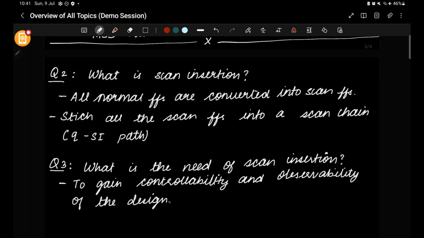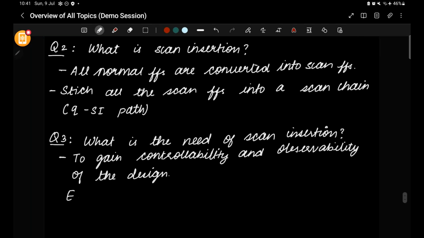So what is gaining controllability and observability of the design? In order to tell that, you can give the example, you can give the counter example. Not only this counter example, any other example of your choice also you can give. You can tell that in order to gain this controllability and observability of our design, we are going for scan insertion. And how with the help of scan insertion do you gain controllability and observability? You can explain it with an example, as I had told about the counter example.